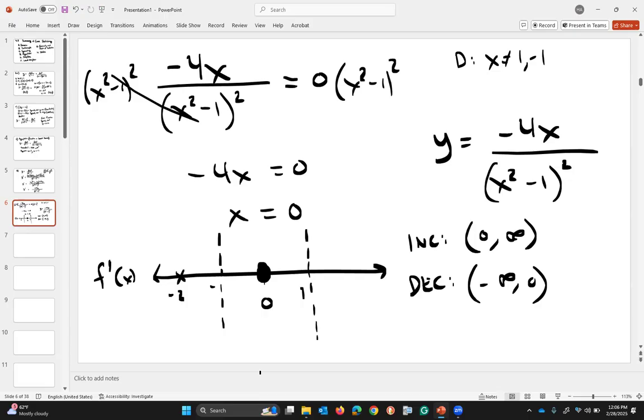So as we plug in numbers, we can't plug in a 1 or a negative 1 because it's not inside of my domain. We good? So we got to plug in something else. A negative 2 would work just fine.